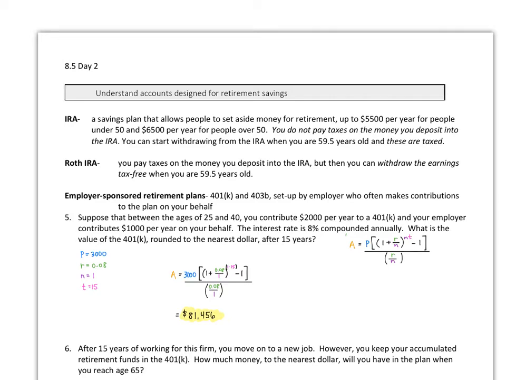The Roth IRA, you pay taxes on the money you deposit into the IRA, but when you withdraw the earnings, it's tax-free when you are 59 and a half years old. So there's kind of the difference there.